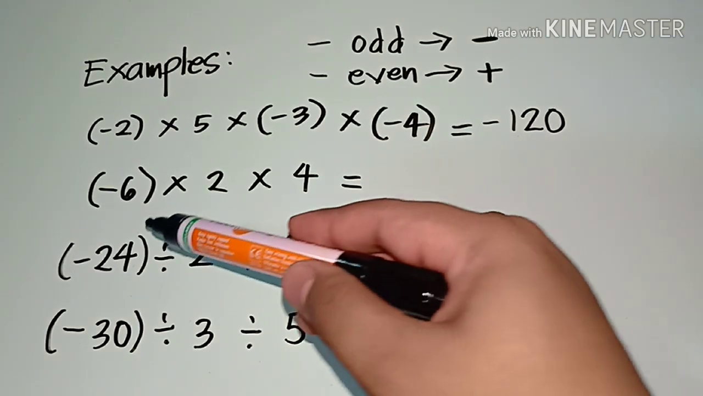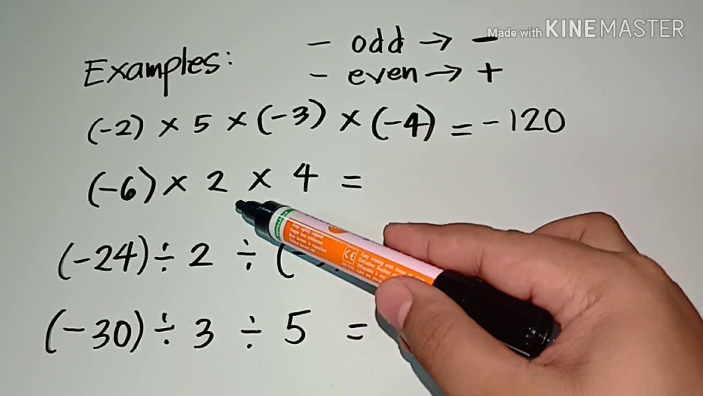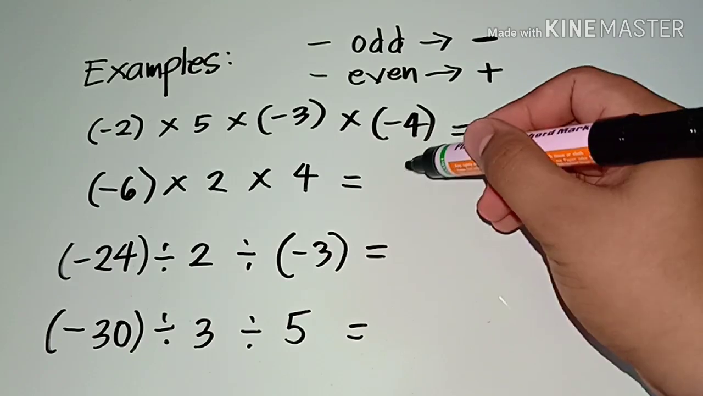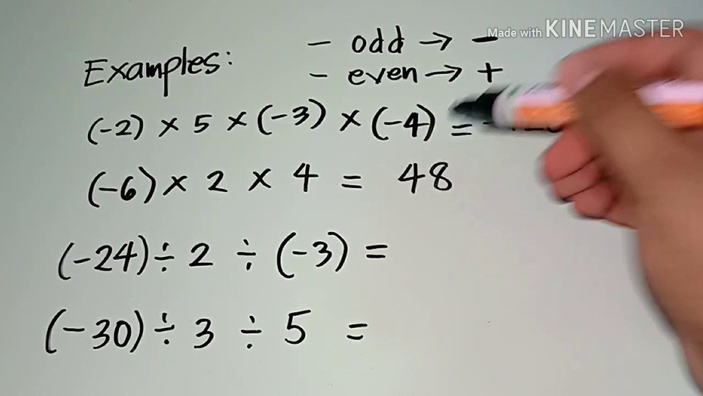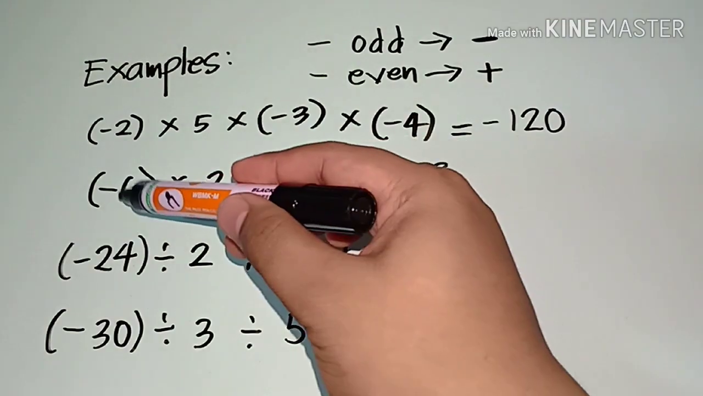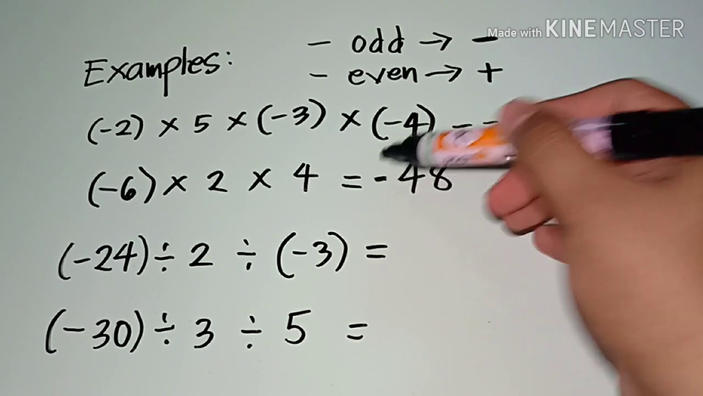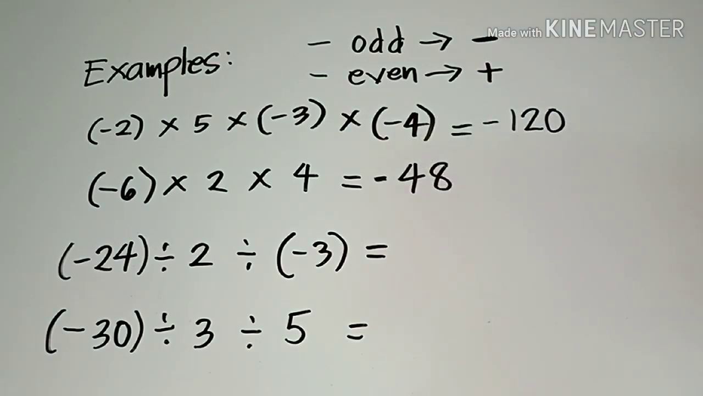Another example is negative 6 times 2 times 4. So 6 times 2 is 12, times 4 is 48. And we will count the number of negative numbers there. 1, it's still an odd number, so that means that will give you a negative 48 answer.